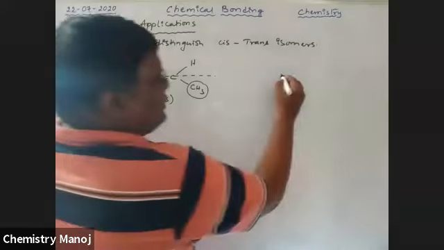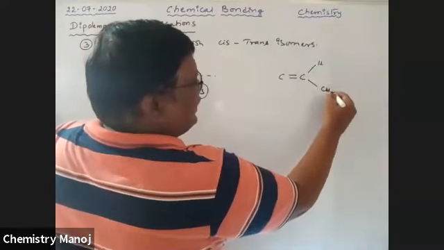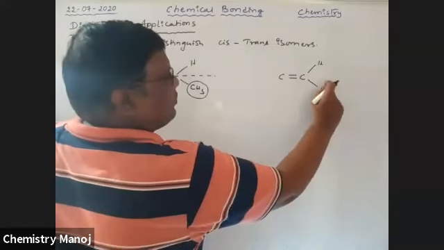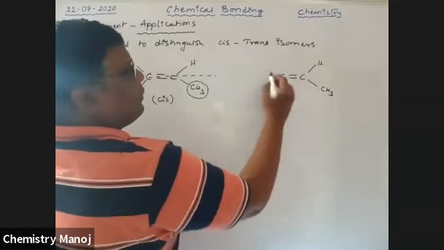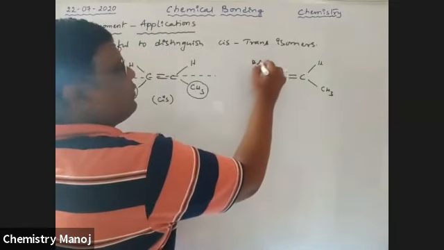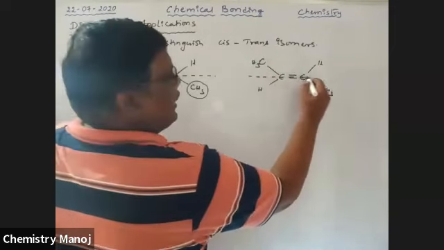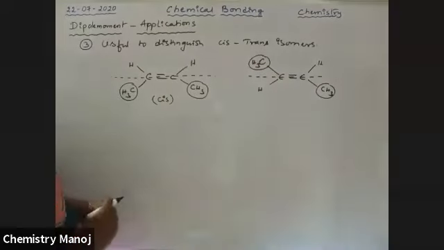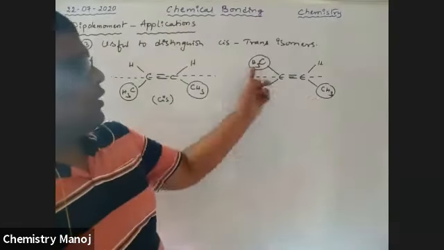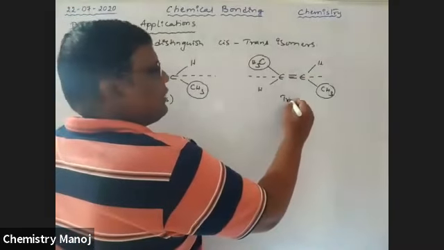Next, similar groups are on opposite sides. It is CH3 this side. Now here CH3. This is H. This is double bonded axis. 2 methyl groups are on the opposite side of the C double bond C. So similar groups are on the opposite sides. This type of compounds are called as trans compounds.